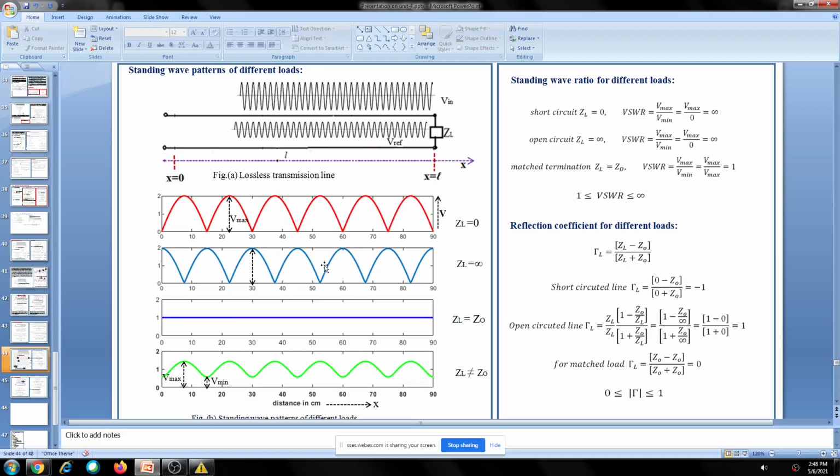Also you can observe here that the distance between two minima is half wavelength. From one minimum to the next it must be lambda by 2. You see from this plot, this is a minimum at 60 centimeter. What is the next minimum? Here it is at 75. 75 minus 60 means 15 centimeter. So that is lambda by 2. The distance from one minimum to the next is lambda by 2. That will happen for all.